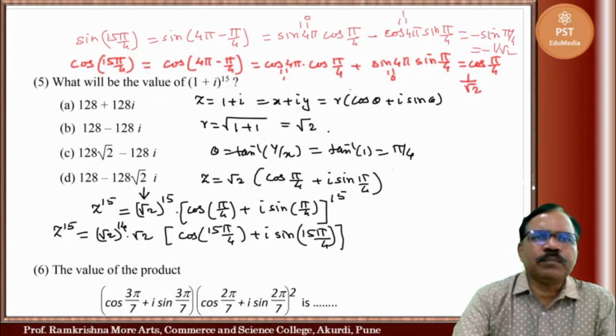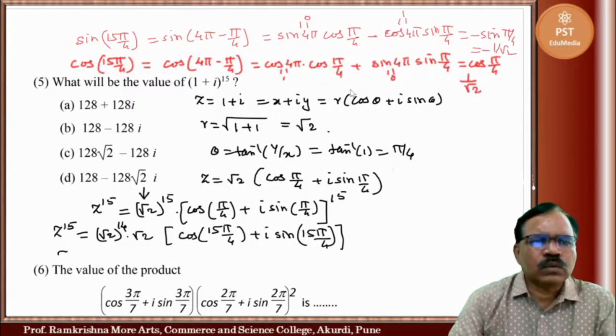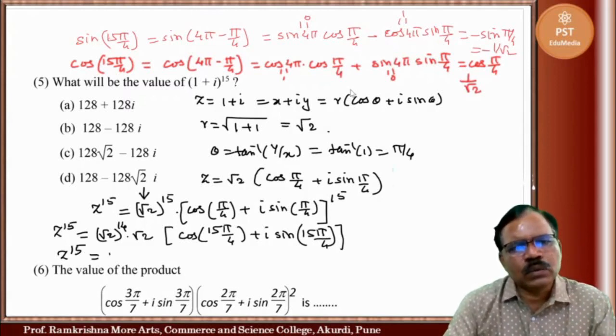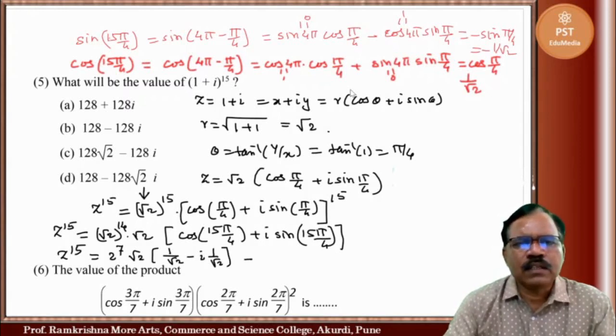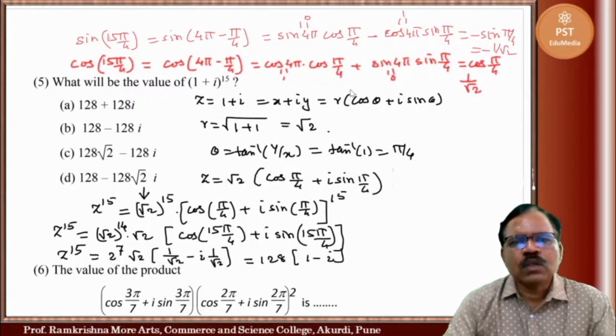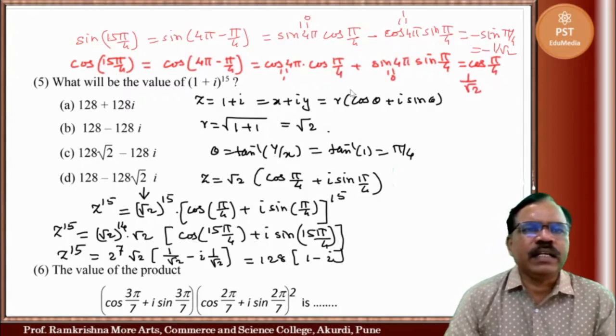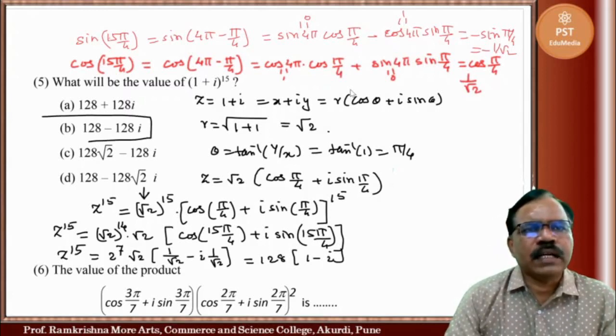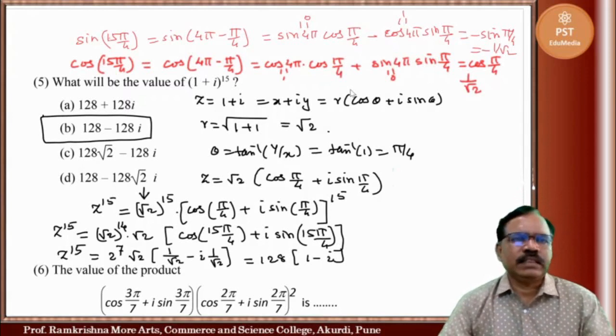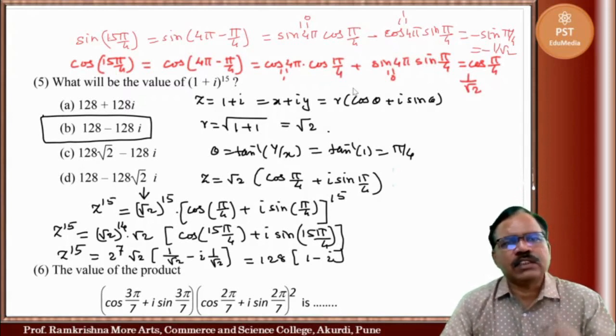So z raised to 15 is equal to, now root 2 raised to 14 is 2 raised to 7, into root 2 in bracket 1 upon root 2 minus i times 1 upon root 2. So root 2 will get cancelled. 2 raised to 7 is 128 in bracket 1 minus i. So it is 128 minus 128i. So the second option is correct: 128 minus 128i.